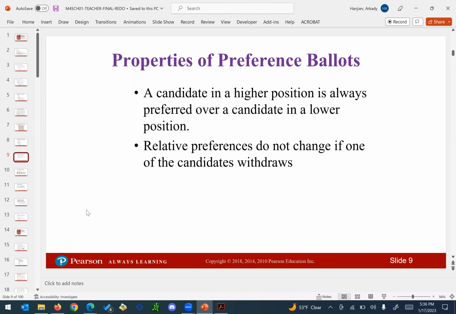So the question is this, what do we do? We have to understand that the higher position is always the preferred position over the lower position. That's how it's made, that's how we sort of think about it. And then we think about relative preferences.